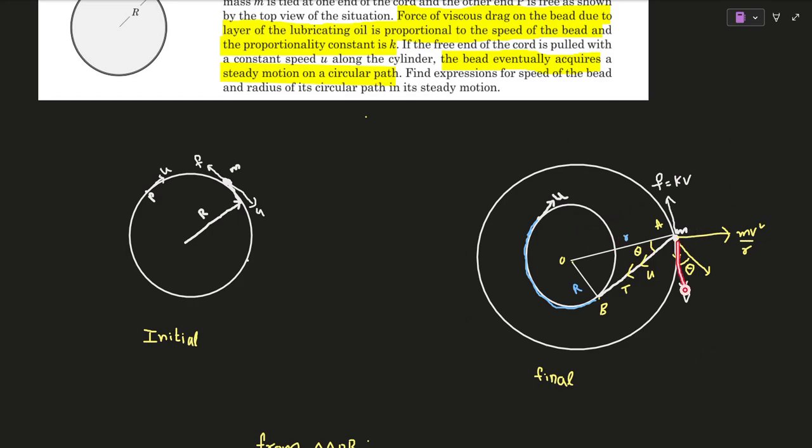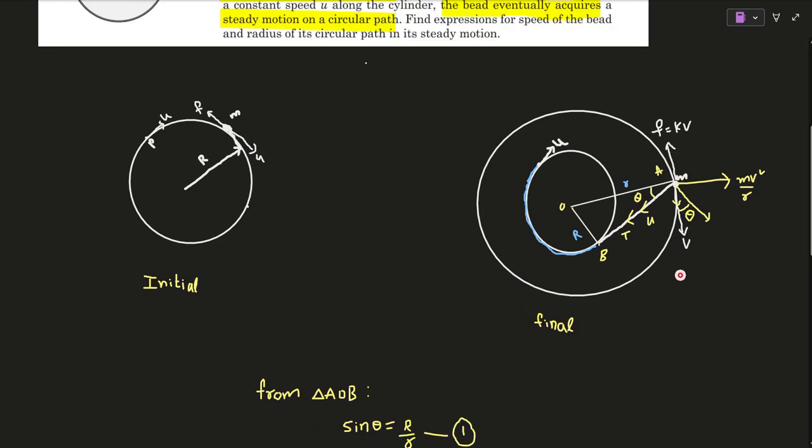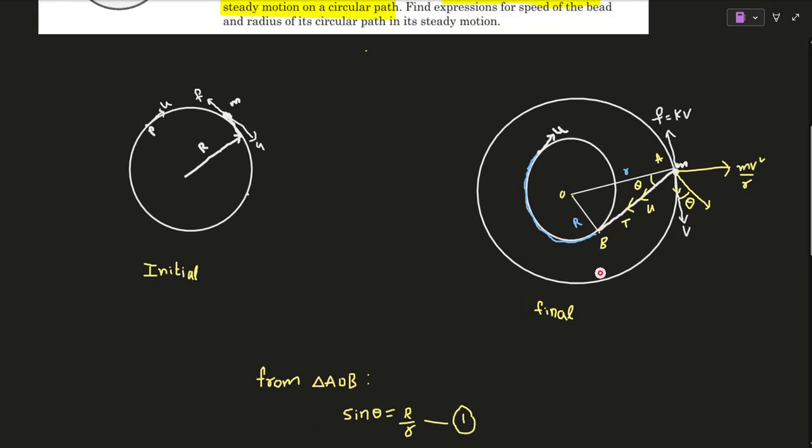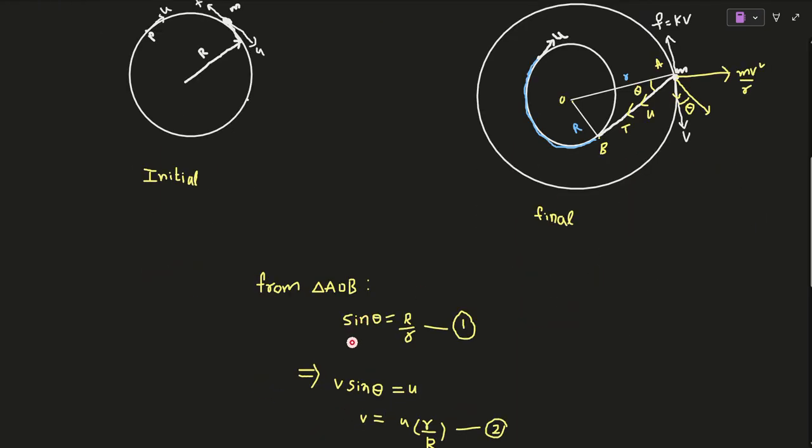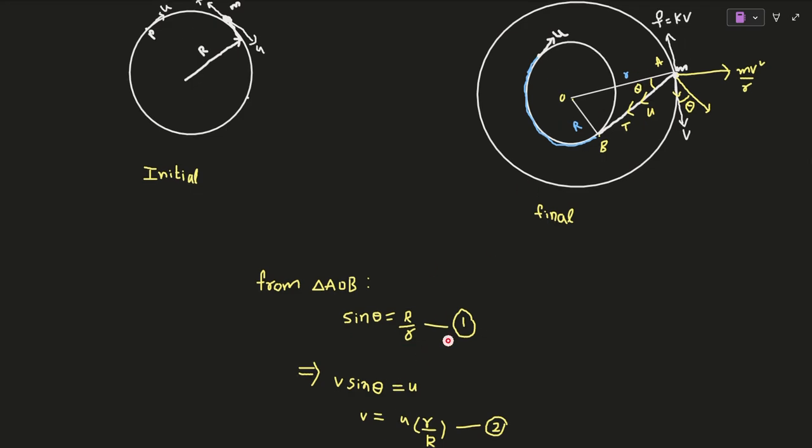It has a tangential velocity capital V, which is unknown, and we have to find it, and the radius is also unknown. It has a viscous drag F equal to k times V, the centrifugal force mV squared by R outwards, and the tension along the rope. We name this triangle AOB. From triangle AOB, sin theta equals capital R upon small r, equation 1.